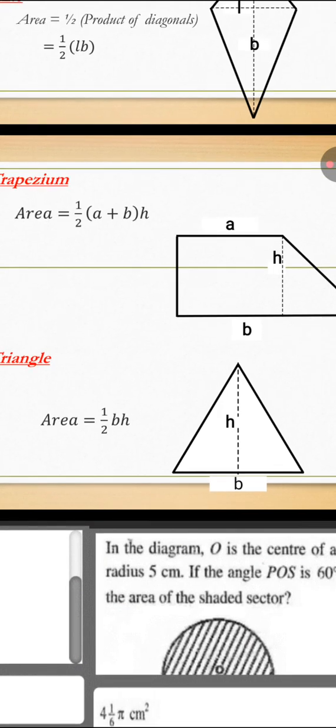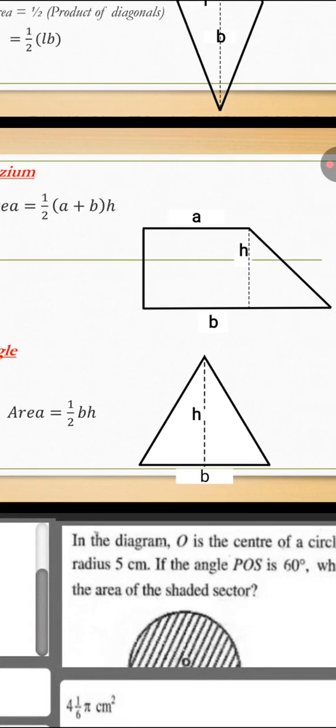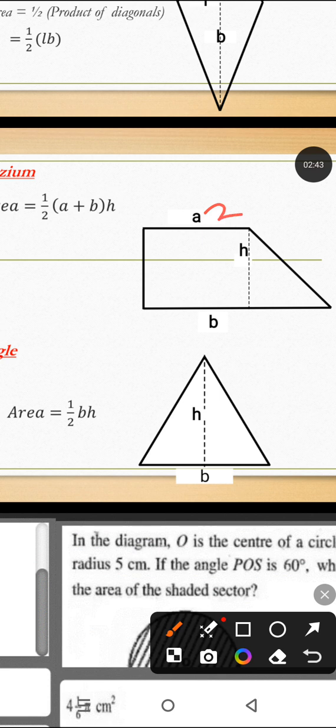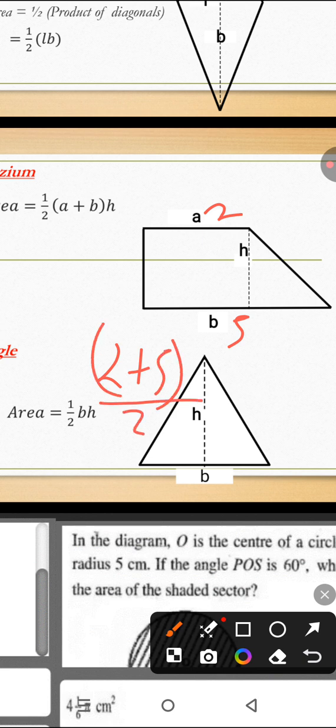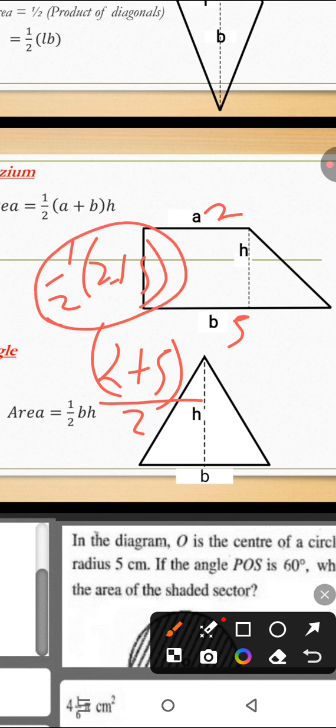Trapezium, like I said, the A and B are the two lengths, they are not equal. So you cannot choose to use first one or second one. So let's assume that this one is 2 and this one is 5. If you use the 2, you are not being fair. If you use the 5, you are not being fair. So what do you do? 2 plus 5. Take average of it, which is half. Right? So you can say half 2 plus 5. That becomes your length. Then multiply by the perpendicular height, which is given to you. So this is how the formula must work out.